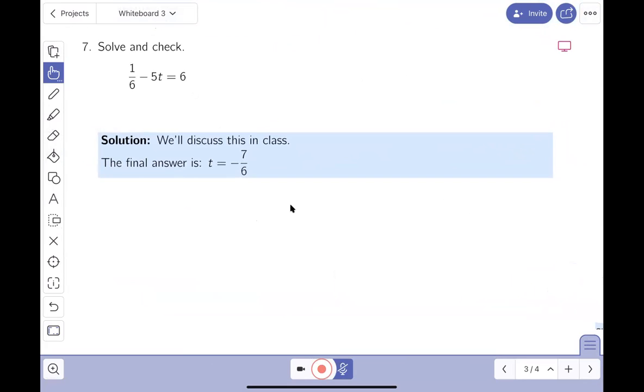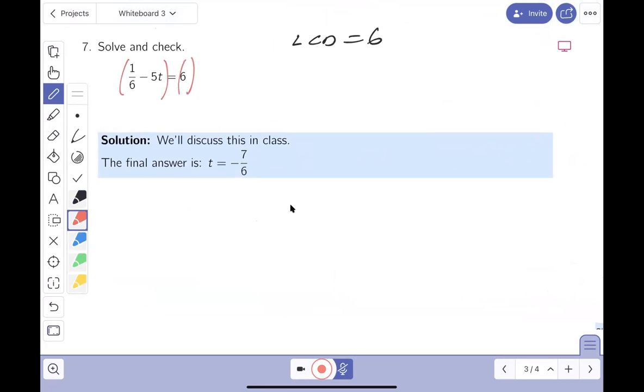All right. So I only see one fraction. I'm going to write the LCD down. What's the LCD? The LCD is 6. What am I going to do, though? I'm going to multiply both sides by the LCD. All right, I'm going to go through that one step at a time.